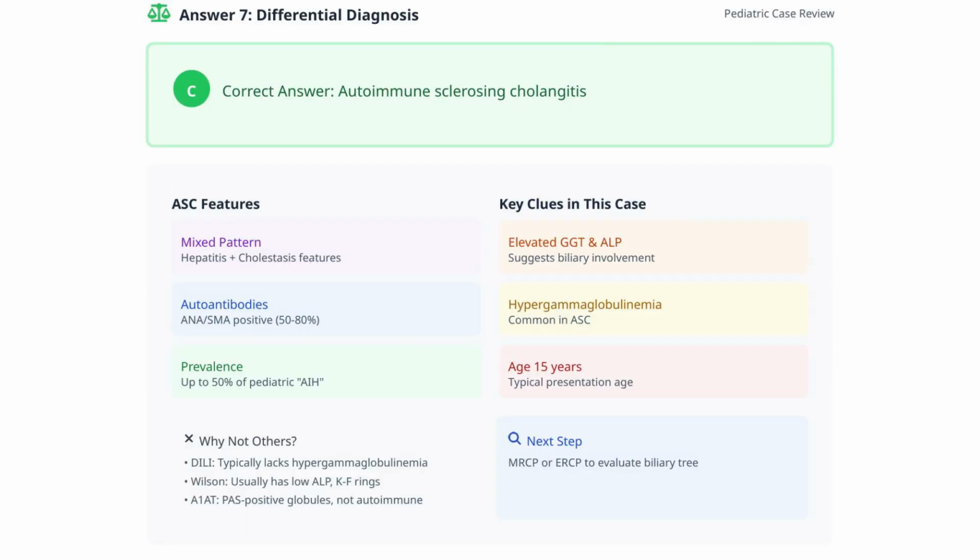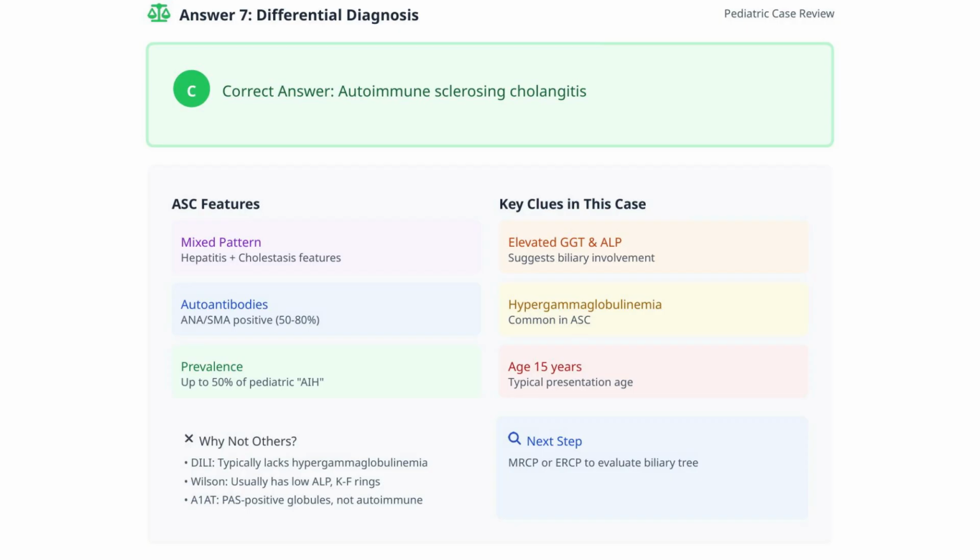Autoimmune sclerosing cholangitis. The combination of features suggesting autoimmune hepatitis with persistently elevated cholestatic markers, GGT and alkaline phosphatase, should raise suspicion for autoimmune sclerosing cholangitis, an overlap syndrome. This condition is particularly common in children, representing up to 50% of cases initially diagnosed as autoimmune hepatitis.